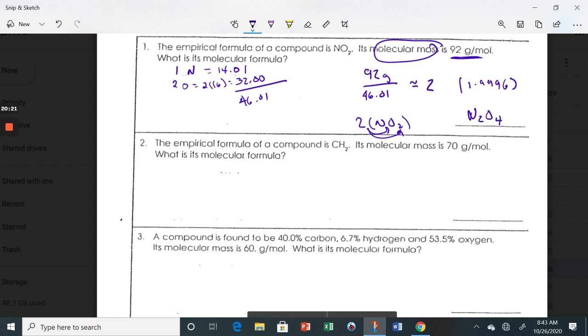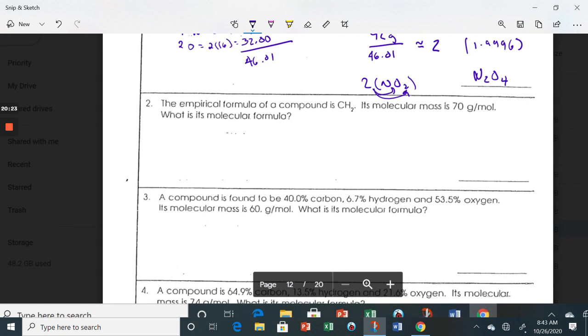Okay. Notice this right here. This is a combination problem, because you have the percentages given and the molecular mass, and they want the molecular formula, so you're going to have to find the empirical first. There is another way to do it, but I'm not going to show you that right now. I want you to practice the empirical when we get to this stage so that you have it down and it's in your head.